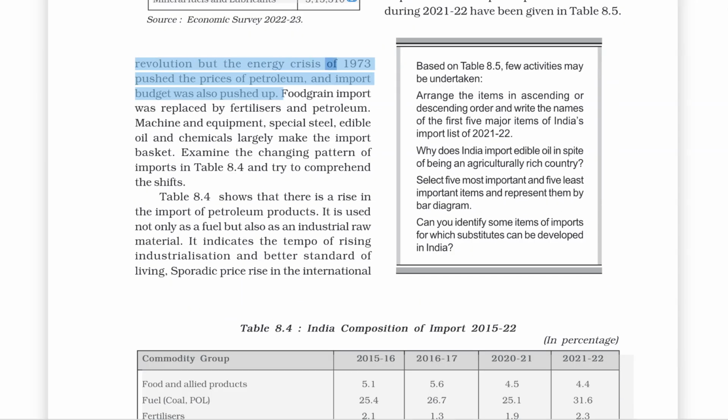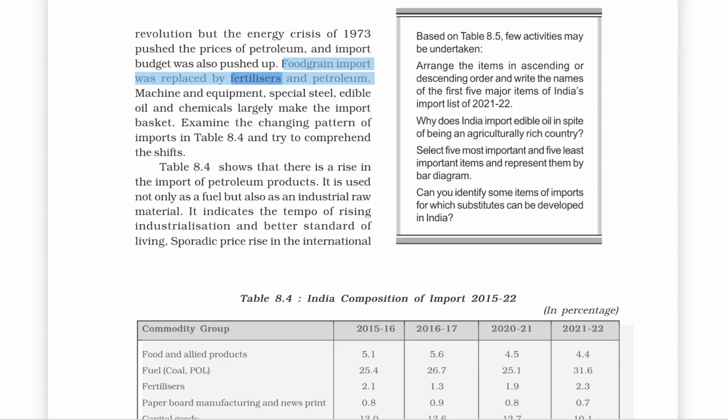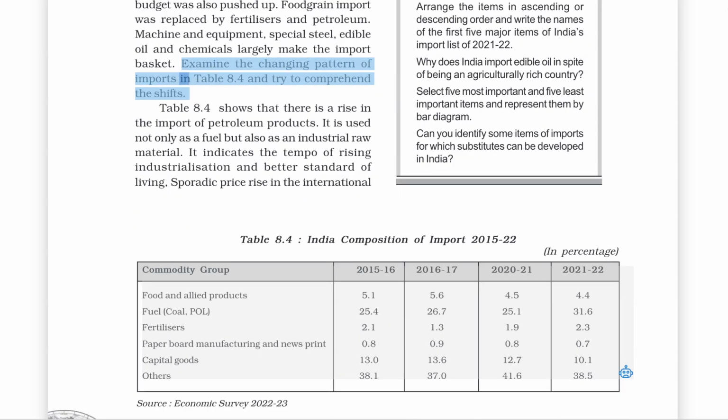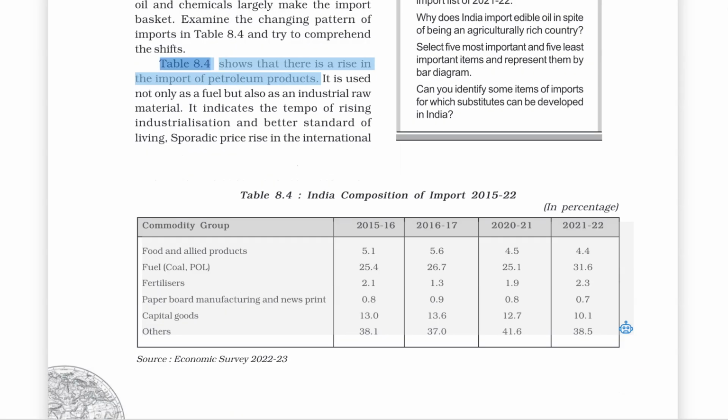But the energy crisis of 1973 pushed the prices of petroleum, and import budget was also pushed up. Food grain import was replaced by fertilizers and petroleum. Machine and equipment, special steel, edible oil, and chemicals largely make the import basket. Examine the changing pattern of imports in Table 8.4 and try to comprehend the shifts. Table 8.4 shows that there is a rise in the import of petroleum products.